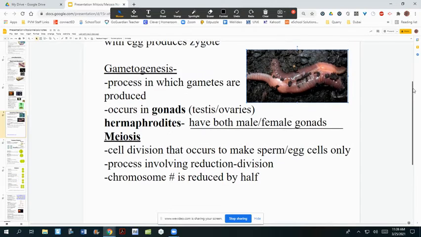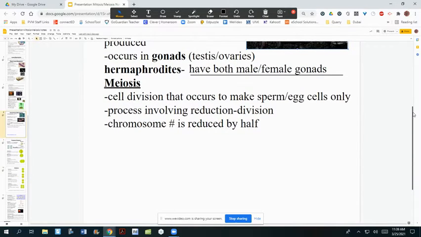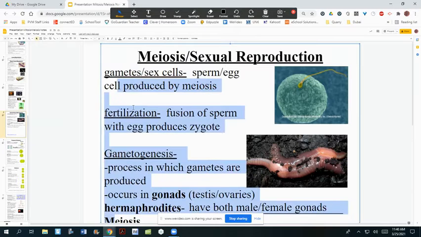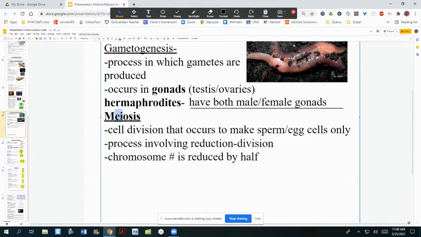So the question then becomes, what is this process of making sperm and eggs? And we call it meiosis. Some people say meiosis. Either way, it doesn't really matter how you say it. It's more important that you understand the process. Meiosis is a process to make sperm or eggs, and it's often referred to as reduction division. We say reduction division because it's a type of cell division that reduces the chromosome number by half.